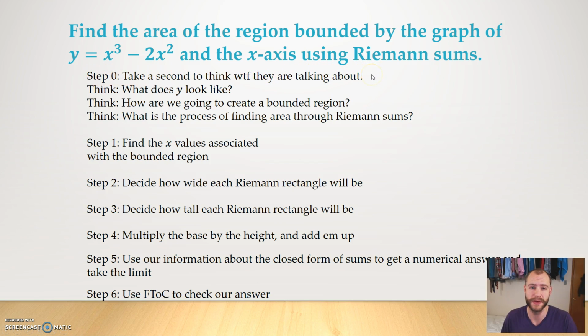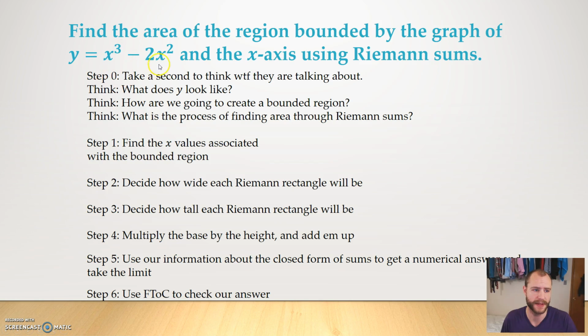Don't jump into step-by-step processes blindly without really having a good idea of what you're trying to do. Then you can create some steps and figure out what you want to do. First of all, we got to know, what does y look like? That might help. This looks like a cubic, so we might be able to piece that together. Think, how are we going to create a bounded region? I don't know right now.